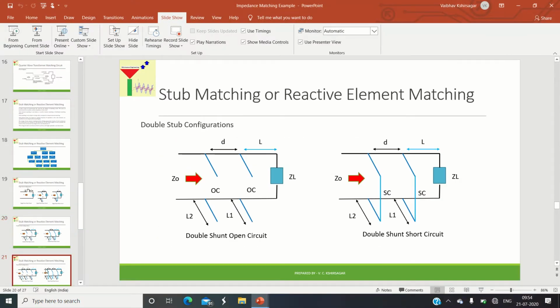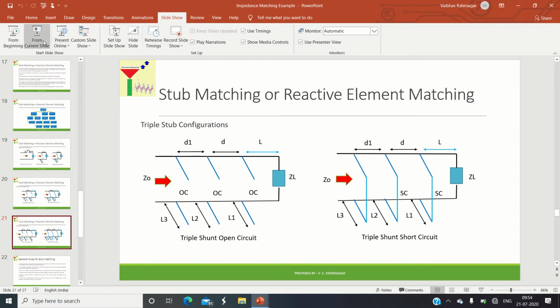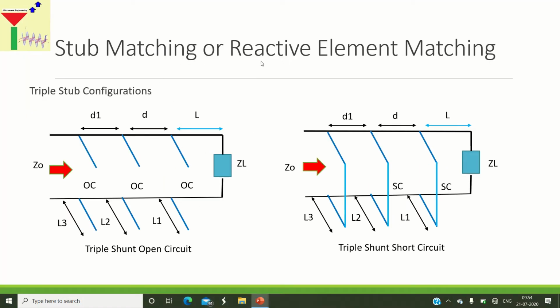So the triple stub configuration is in front of you. I will put the presentation mode. Okay. So the triple stub configuration looks similar to the double stub configuration. The only difference is that we have added one more stub into the configuration.